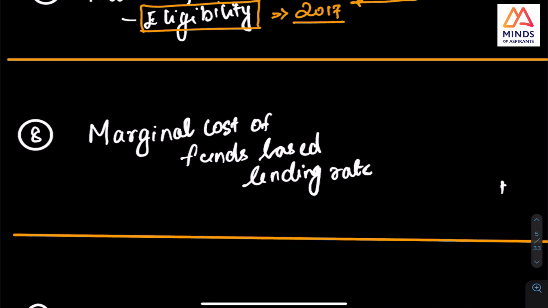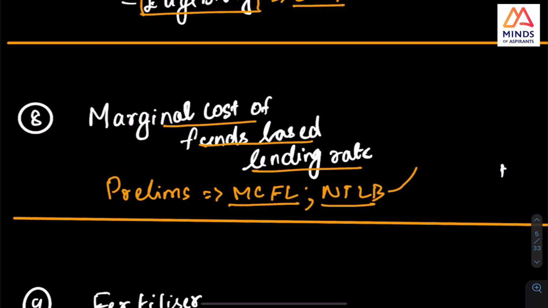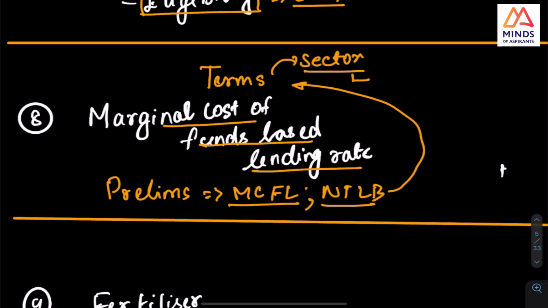Next topic is the marginal cost of funds. There was already a question in the preliminary examination with terms like marginal cost of fund lending rate and net time liabilities. They asked which sector these terms are in the paper. They gave many sectors and asked to which sector it refers, and it is the banking sector. And this was in the news.